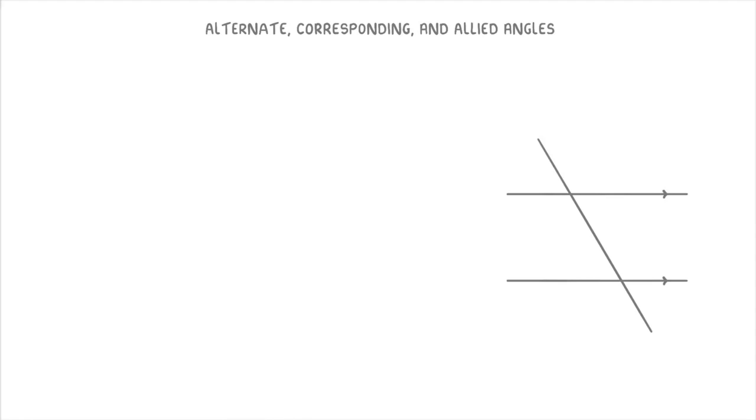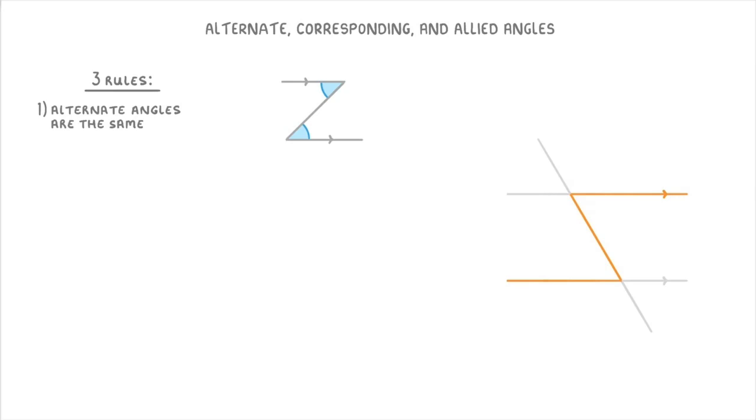To help with more complicated questions though, there are three more rules that are worth memorizing. The first rule is that alternate angles are the same. And what I mean by alternate angles is the two angles found in the corners of a Z shape like this. For example, if we look at our diagram, we can see that the Z shape is here, even though it's been flipped around in this case. And so it's these two 60 degree angles that we consider alternate angles.